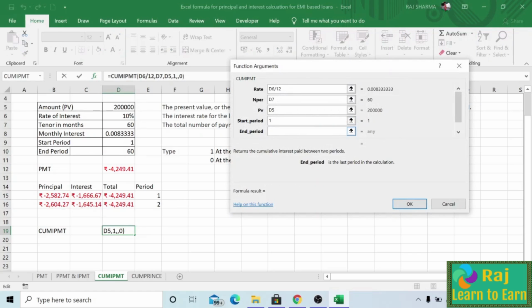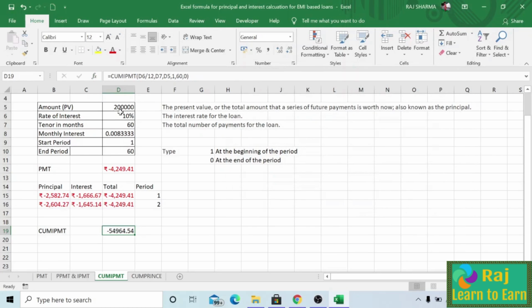So first month to, if we change it to 60 months, that is the maximum period, we will get the entire interest payment on this 2 lakh loan. So during the 60 months period, that is 5 years, on a loan of 2 lakh at the rate of 10%, we are going to pay 54,964.54 as interest. In the next video we will be discussing how to work out the principal payment also. Principal is going to remain the 2 lakh only, but we will use that formula also.